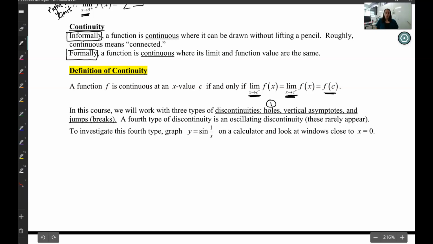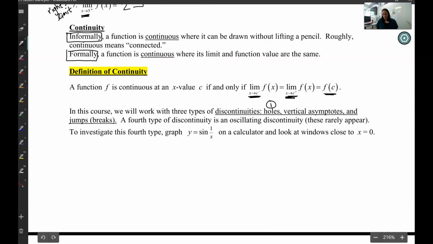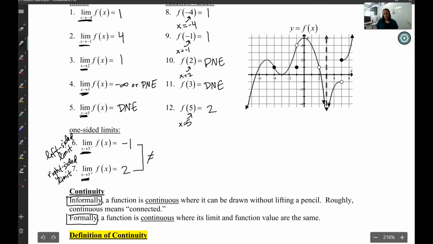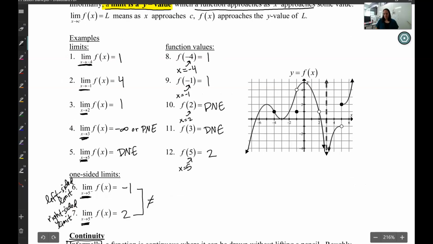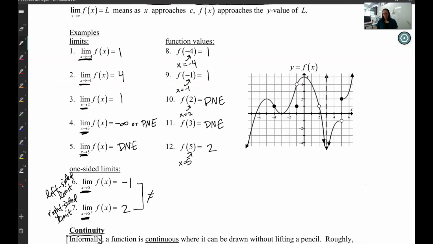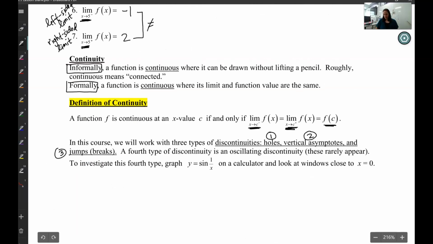We have holes in our graph, which we saw up here in our example. We have vertical asymptotes, which we also have in our example right here. Or we have jumps, which was right here at 5, where the graph jumps. Those are your three types of discontinuity.